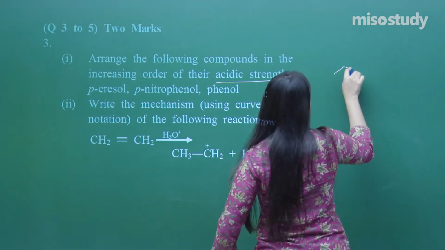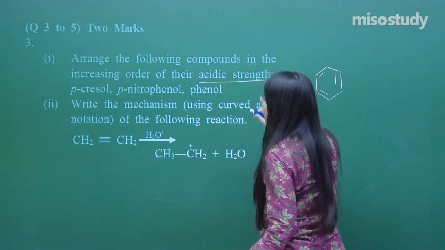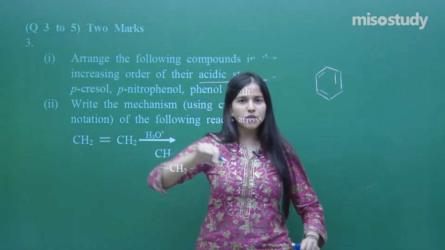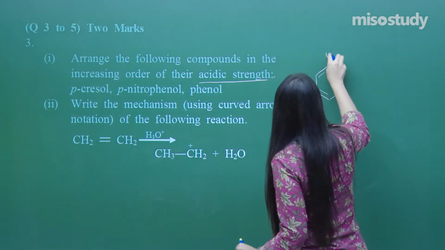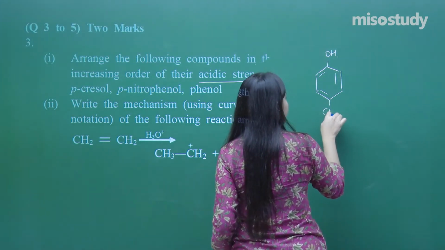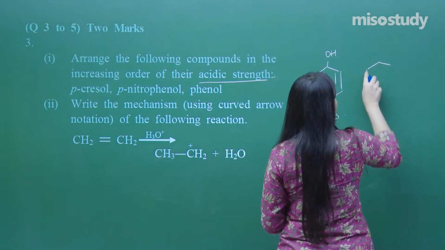What is cresol? And that too paracresol. Cresol first of all means CH3 and OH. These will be added in the entire ring. Phenol I am dealing with, cresol will be CH3. Fine. Paranitrophenol, are you able to make this?